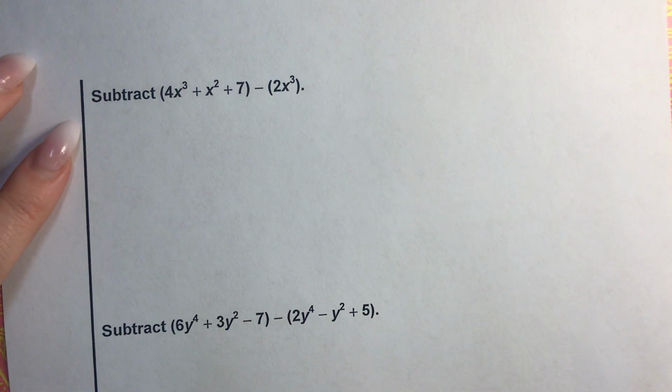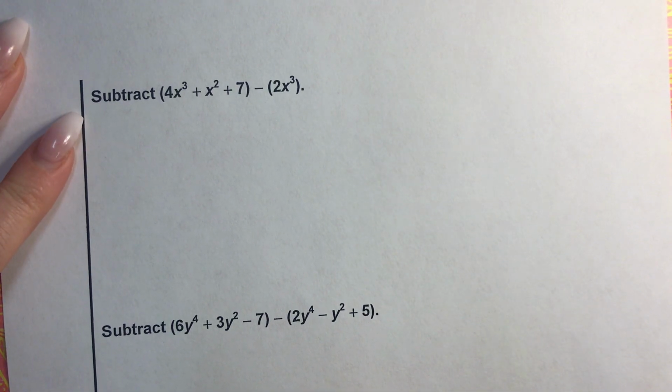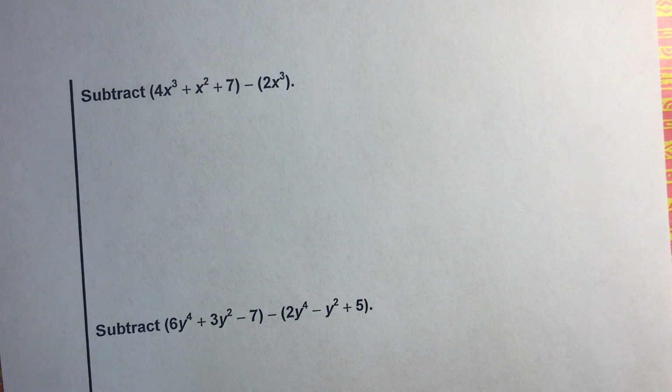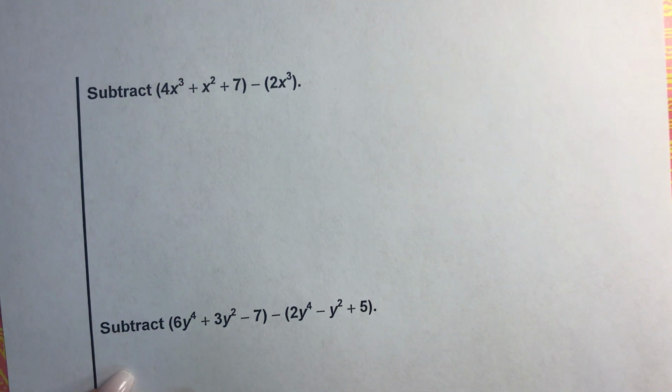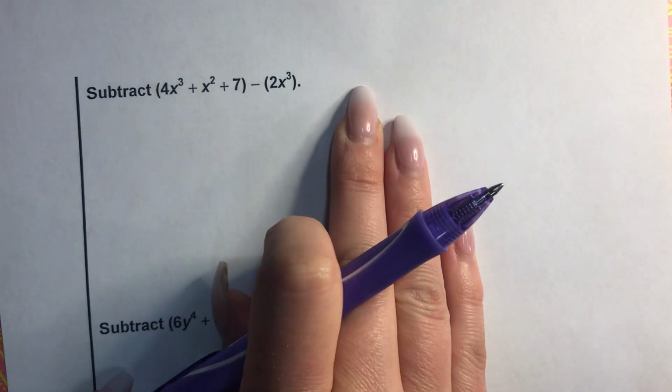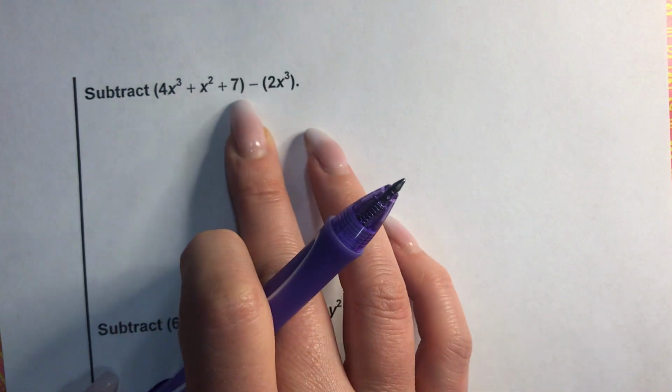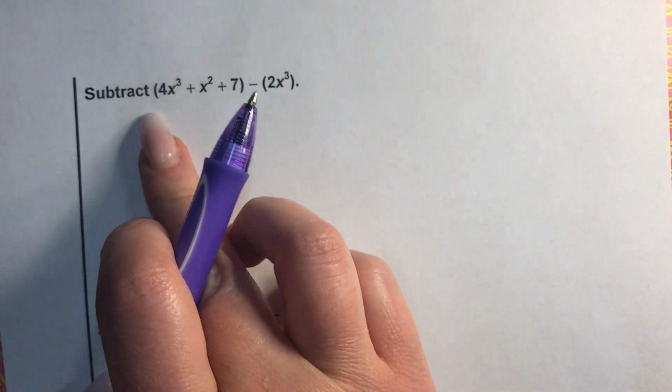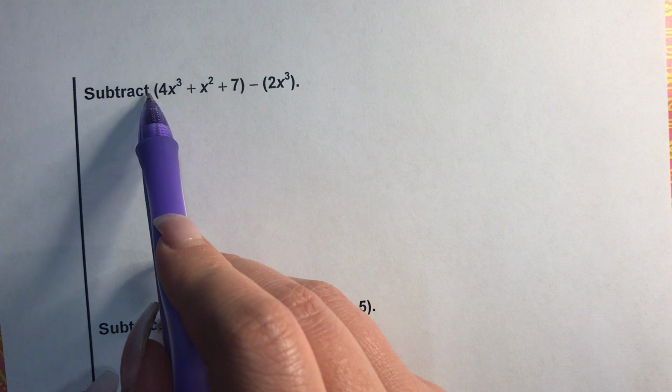Welcome back. So in our last example, we talked about adding polynomials, and now we're going to talk about subtracting polynomials. So the biggest key whenever you're subtracting polynomials is to look at these parentheses, right? So what do we have here? We have this group here, and there's nothing in front, which means there's just a 1.